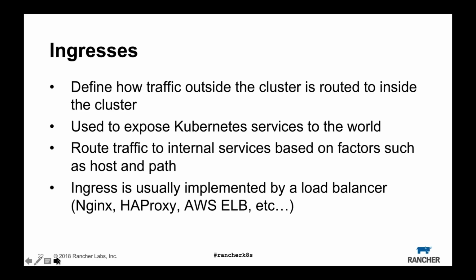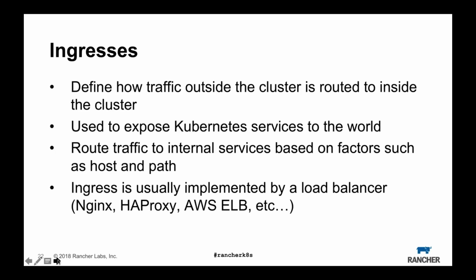So if you have a Kubernetes service that routes to all of your pods, but you still want a public IP that is going to point at that service, you can use an Ingress resource with an Ingress controller to route to that service, which will then route to one of the pods that's running. It routes traffic to internal services based on factors such as host and path. So with your Ingress resource, you would say route to this container at this path, whether that's slash foo.